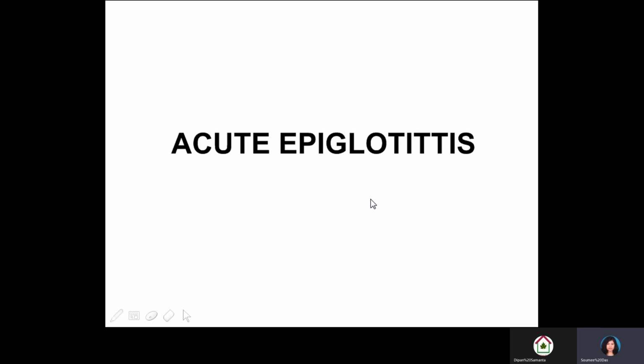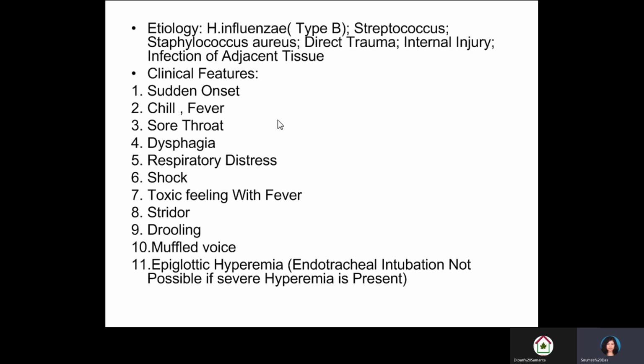Okay. Next is acute epiglottitis. This is an inflammation of the epiglottis. This might be related to infection, or this might be due to some other noxious stimulus. We will see in the course of the slides. So the etiology or causative organisms are H. influenzae type B, Streptococcus, Staphylococcus aureus, direct trauma, that means direct injury, internal injury, and infection of adjacent tissue. These are the causative factors of acute epiglottitis.